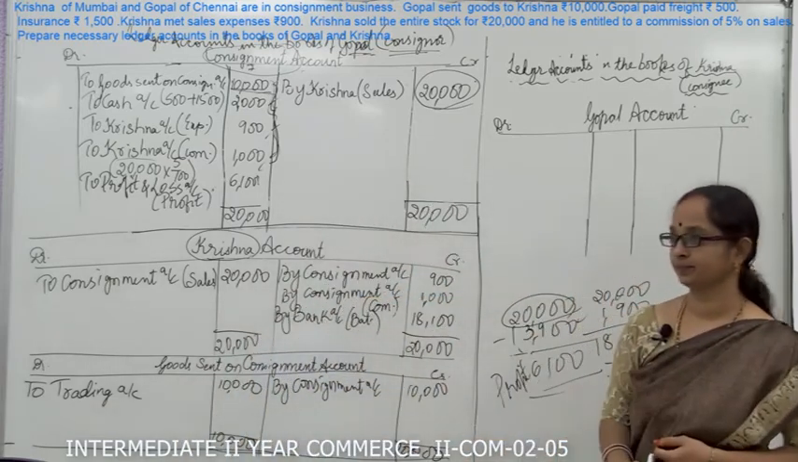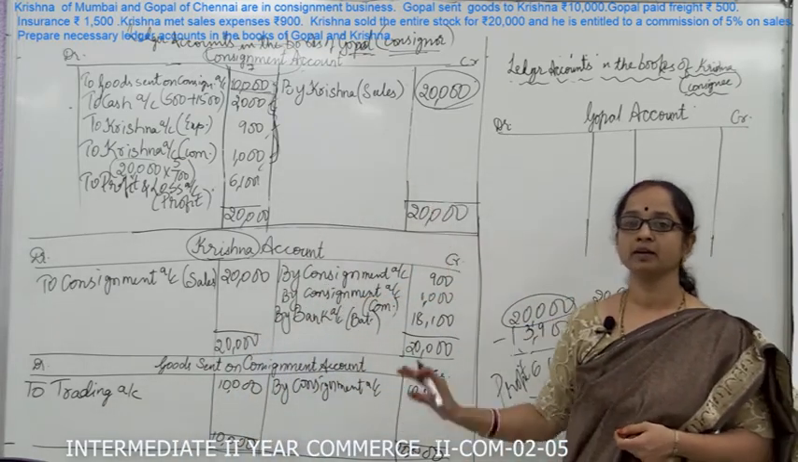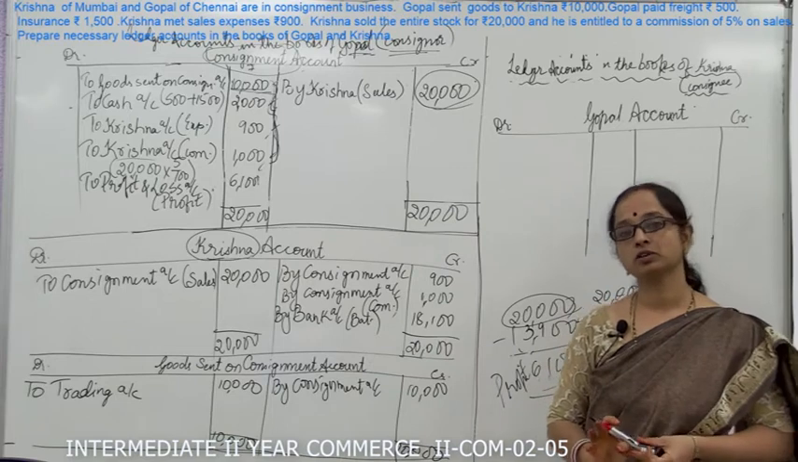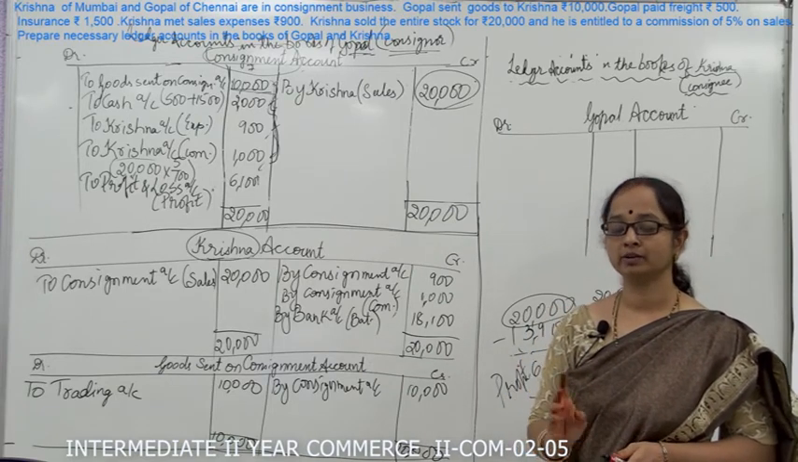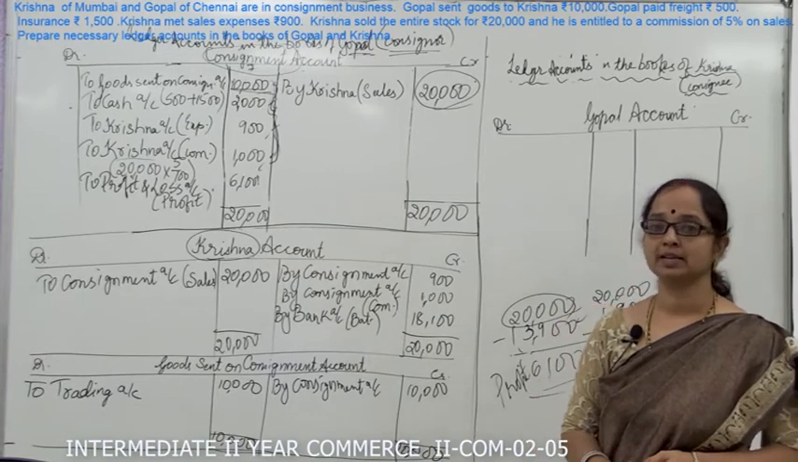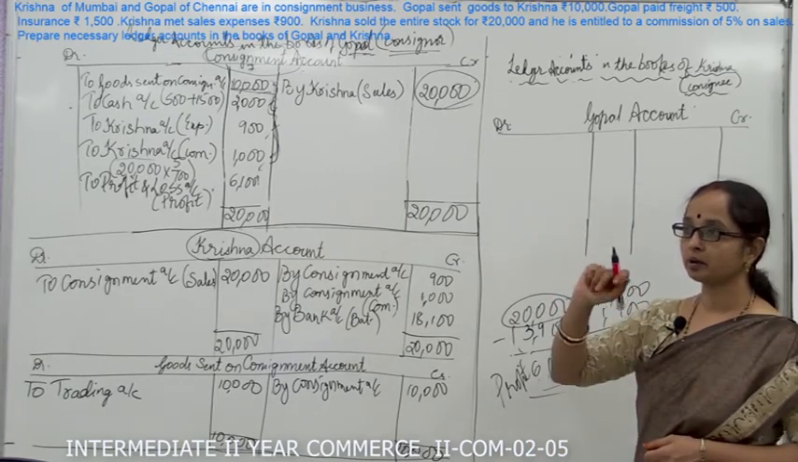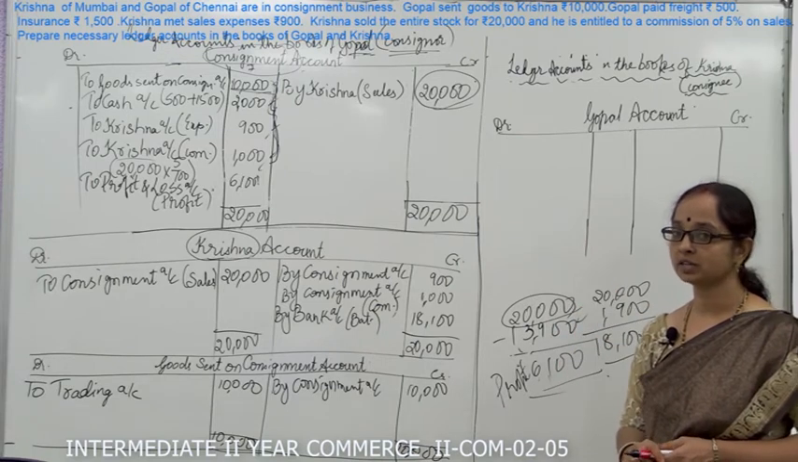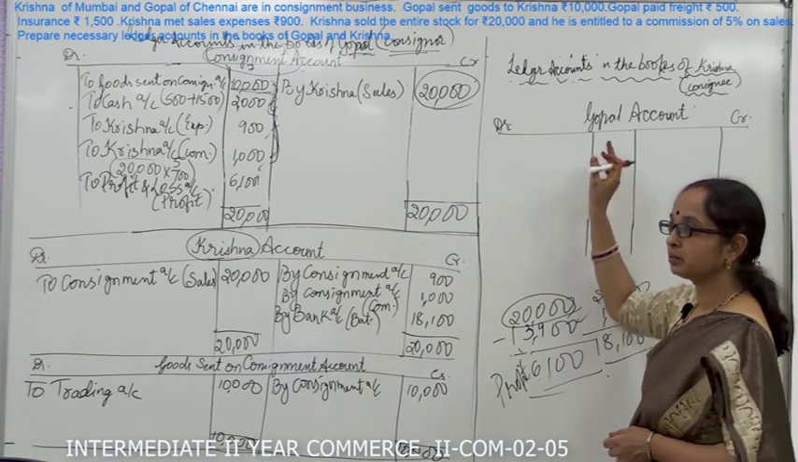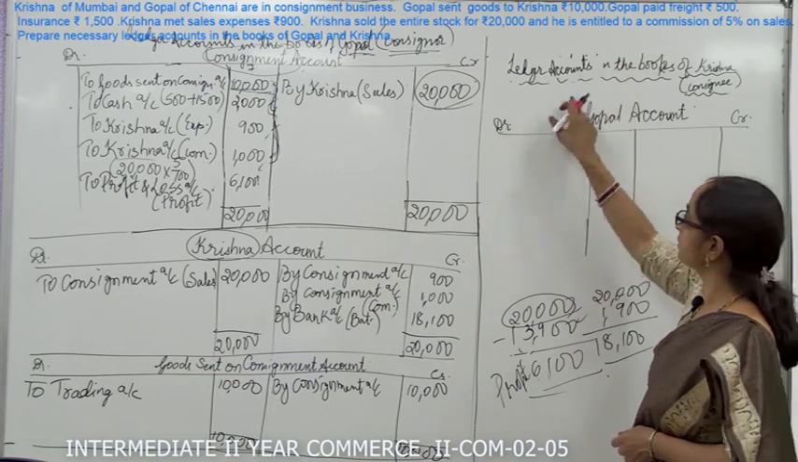Okay, so this is the problem. This is the posting in the books of consignor. Next, we have to post this ledger in the books of consignee. Since the problem asks us to prepare the necessary ledger accounts in the books of both Gopal and Krishna, we'll open one more book in the books of Krishna. So it goes like this.